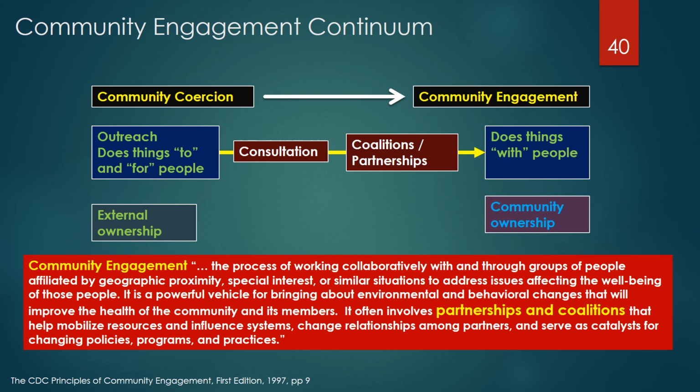The Centers for Disease Control and Prevention, in their book titled Community Engagement, defined community engagement as the process of working collaboratively with and through groups of people affiliated by geographic proximity, special interest, or similar situations to address issues affecting the well-being of those people. It is a powerful vehicle for bringing about environmental and behavioral changes that will improve the health of the community and its members. It often involves partnerships and coalitions that help mobilize resources and influence systems, change relationships among partners, and serve as catalysts for changing policies, programs, and practices. Coalitions that heavily represent communities versus external partners encourage community ownership and true community engagement.